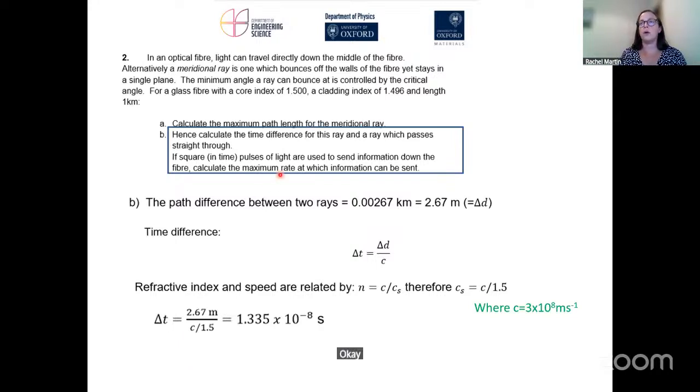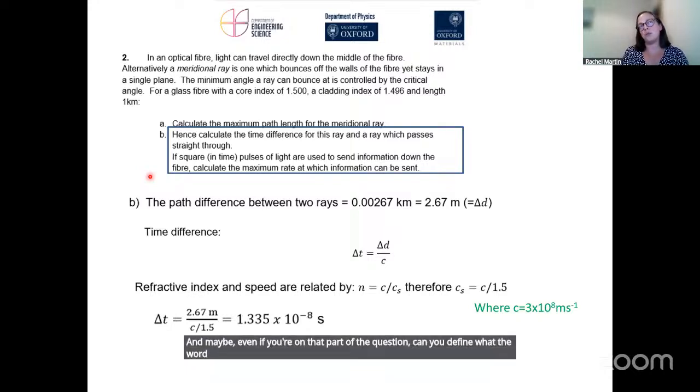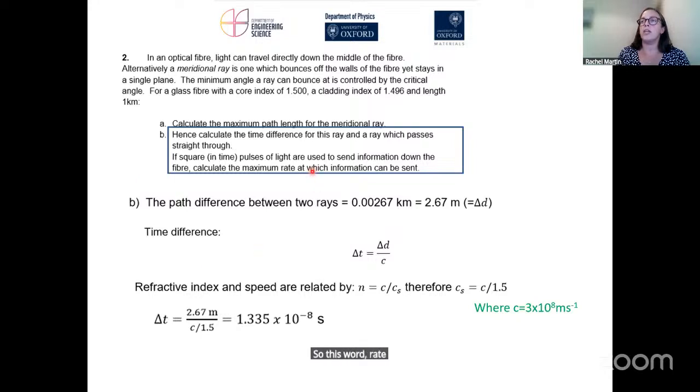Okay, so I'll show you the final part. We're now thinking about rate of information that can be sent. And maybe even if you're on that part of the question, can you define what the word rate means, or what it means to you in physics or science? So this word, rate of information, or rate.